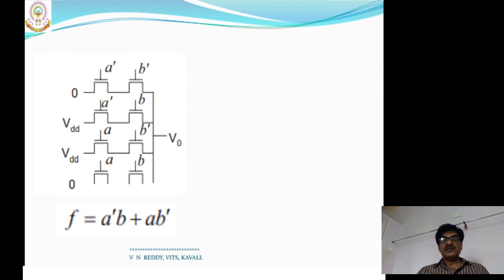Generally, the variable which is available in both true and complement form is treated as a gate control input automatically. So here, with two transistors you can realize this function instead of using 8 transistors. Let us see how it will be.